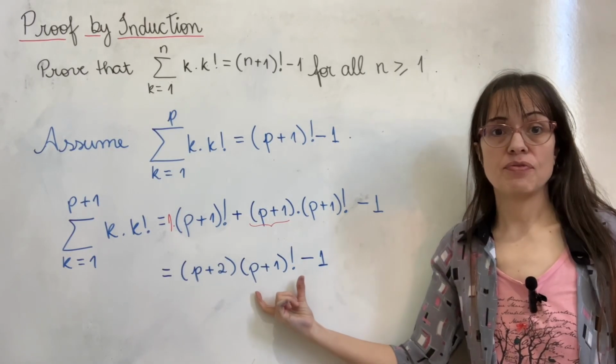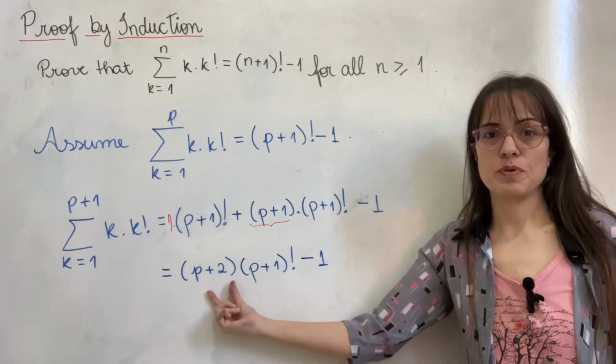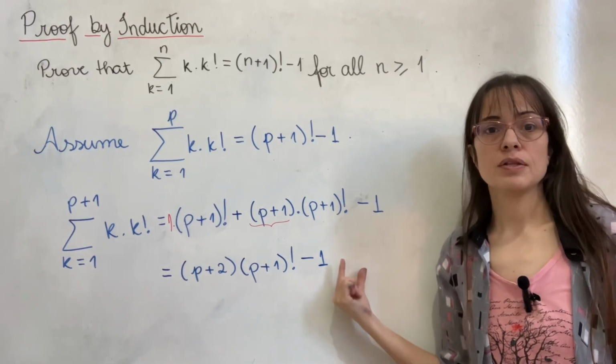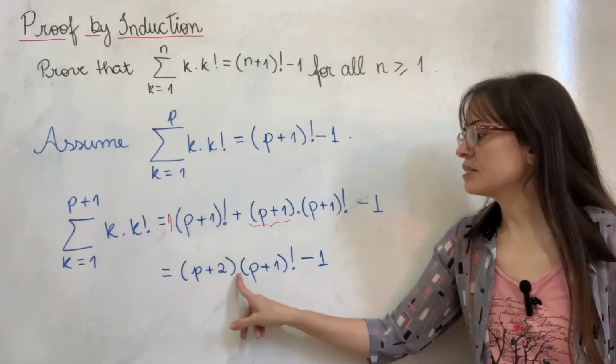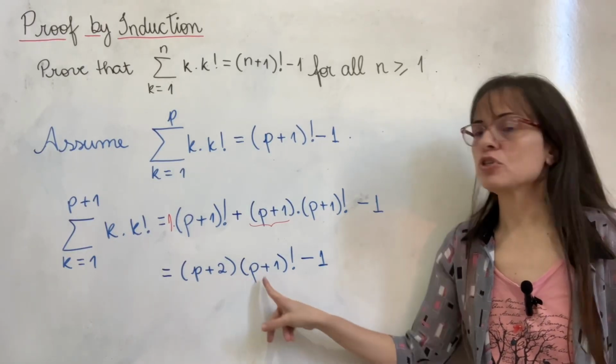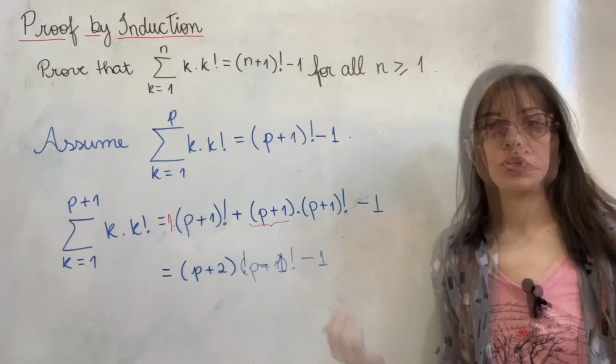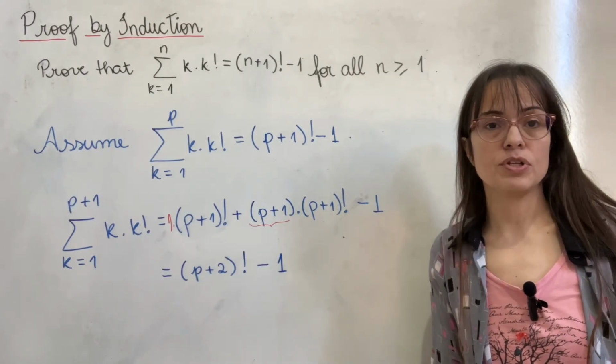So here I have factored it out. 1 plus p plus 1 is p plus 2. The minus 1 is still at the end here. And this times this is just p plus 2 factorial, right? So there it is. That's the whole thing that I wanted to show.